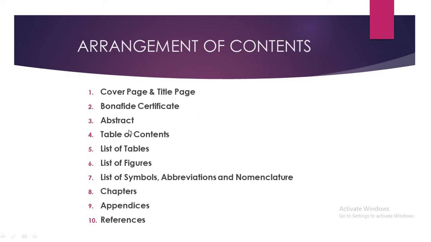That is, what are the things you have to arrange while you are writing your project report. First, you should be very clear about your cover page and title page, then bona fide certificate, abstract, table of contents, list of tables, list of figures, list of symbols, abbreviations and nomenclature, chapters, that is introduction, materials and methods, results and discussion, conclusion part, that you should be very clear in your chapter part. Then appendices. The next thing is references, which is very important while writing your thesis.